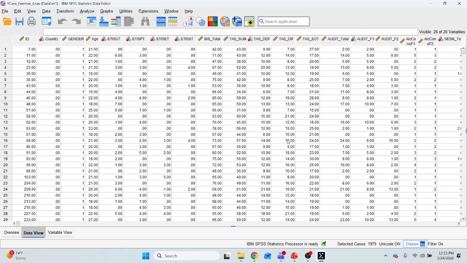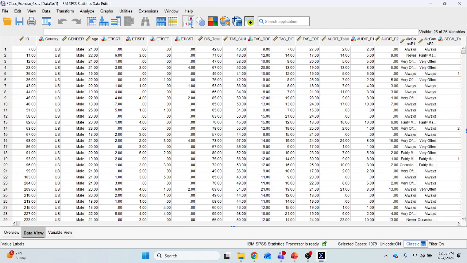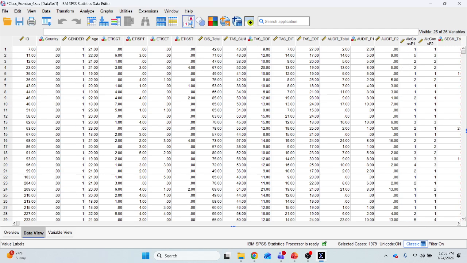So in our case, we're still using the same data that we have, right? It's still the audit that is going to be our outcome variable. But now we will look at groups. One group that we can look at is gender, right? In my data, my gender has been coded 1 for males, 2 for females.